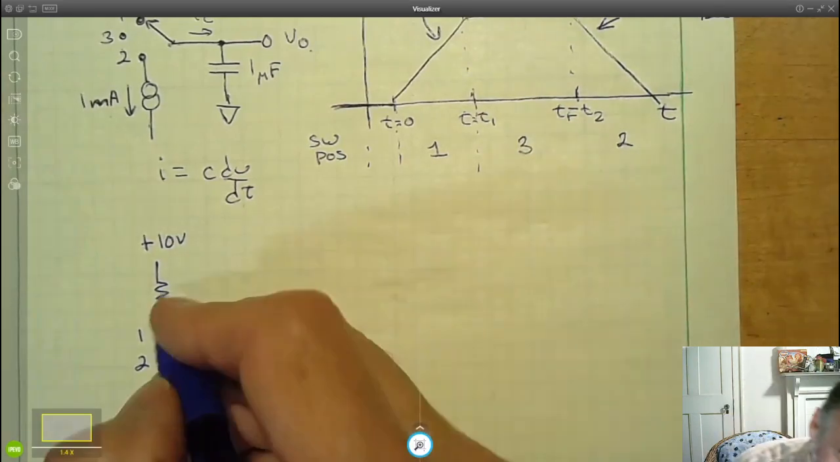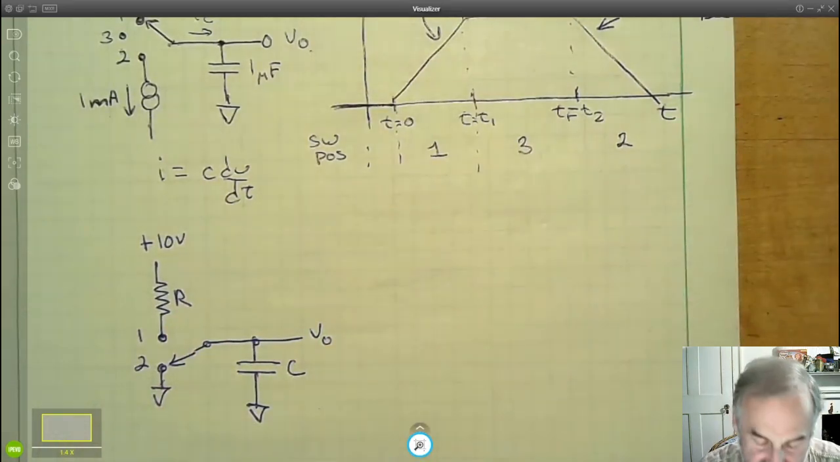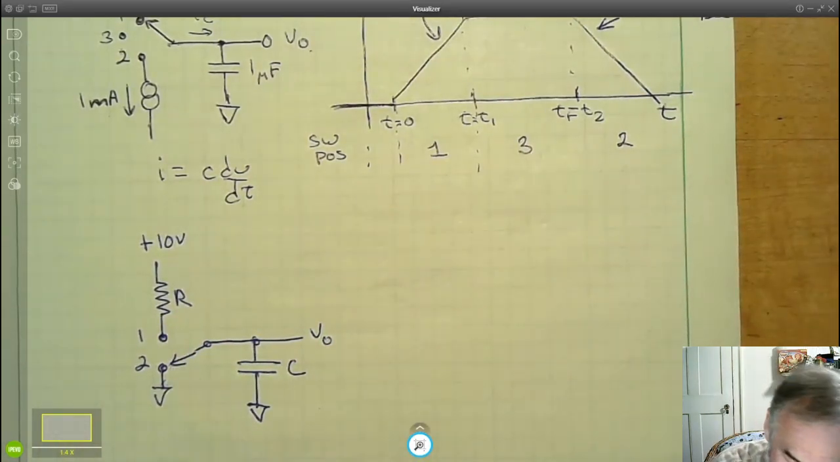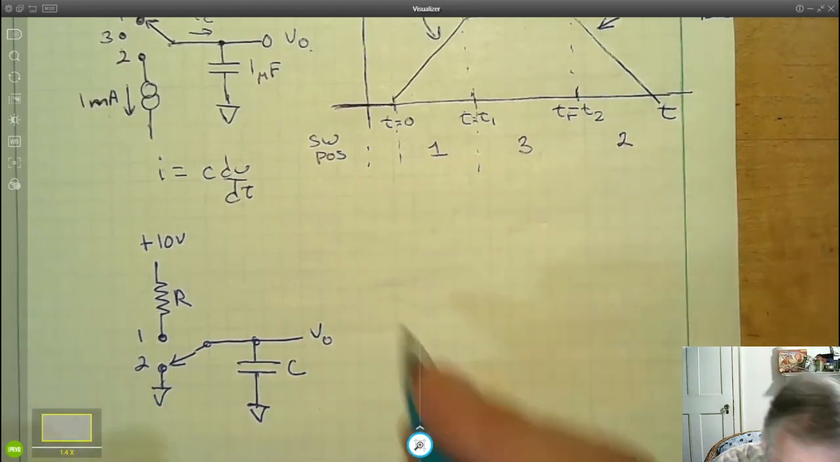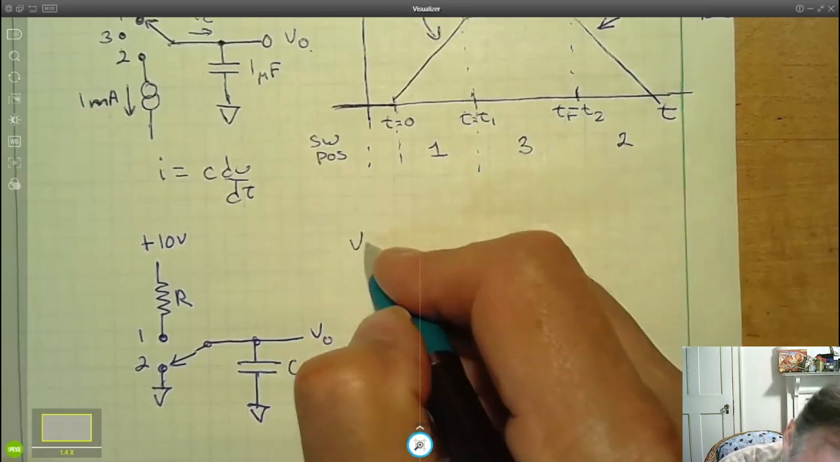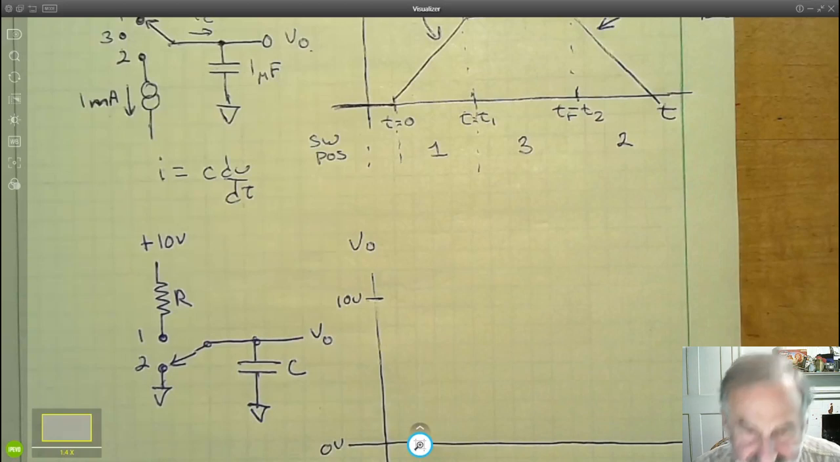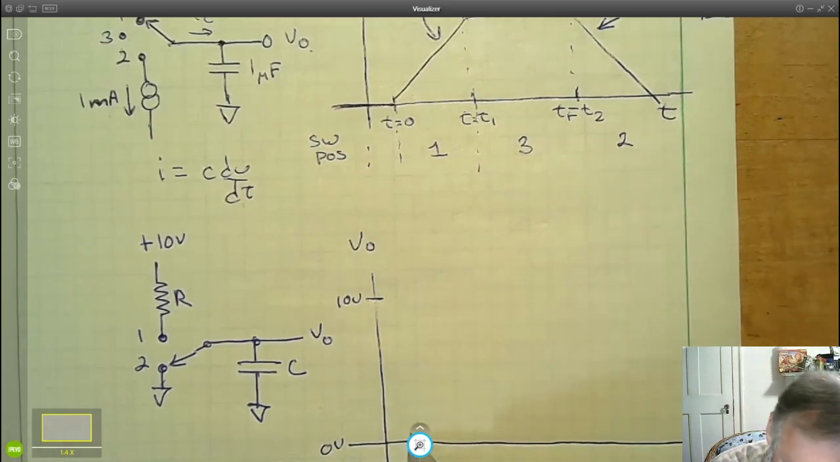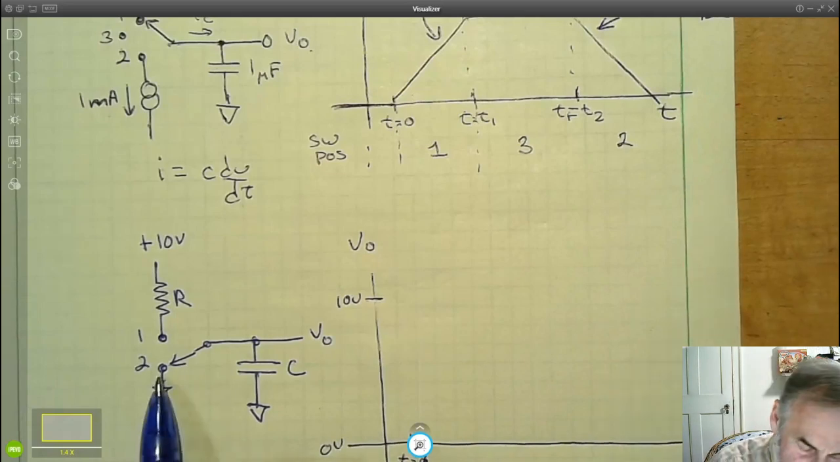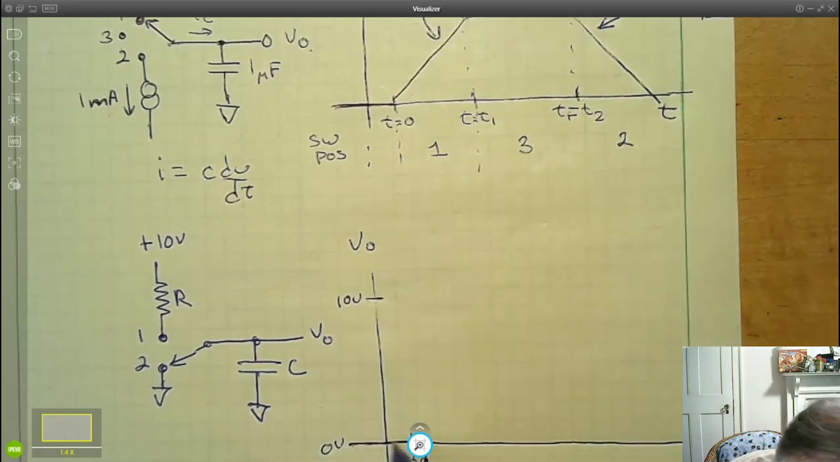All right, so here we have an RC circuit, typically called an RC circuit, a resistor and a capacitor. We start out with the switch in position 2, and we're going to do the same thing we did before. We're going to graph time versus V out. 10 volts is up here, 0 volts is down here. T equals 0 is here. And before t equals 0, we're going to have the switch in position 2, and then we're going to move it to position 1.